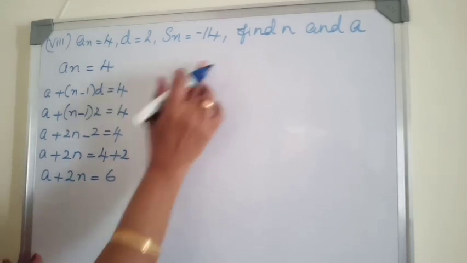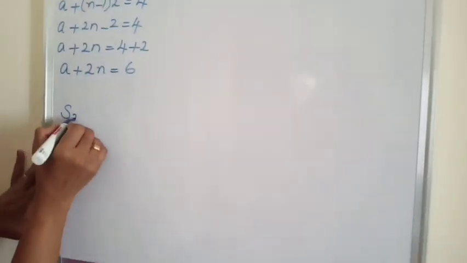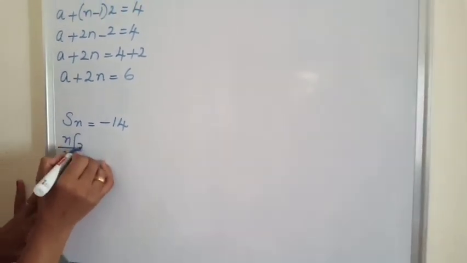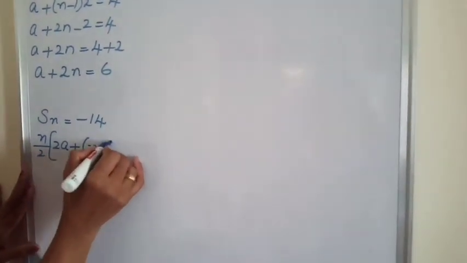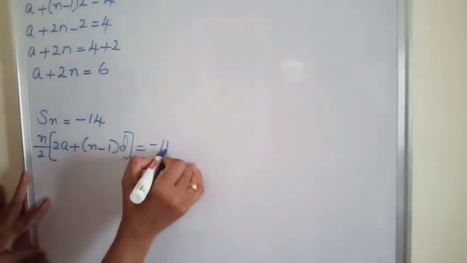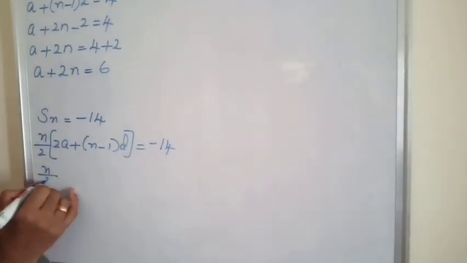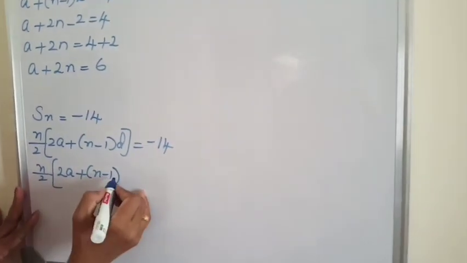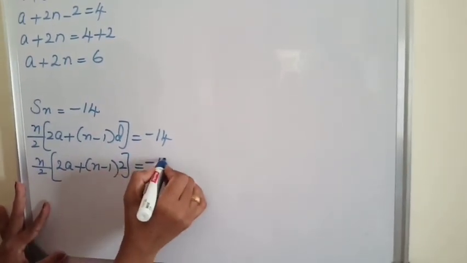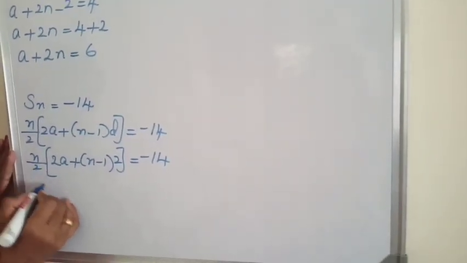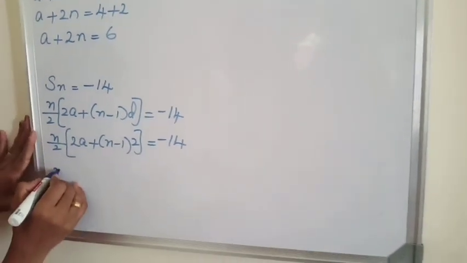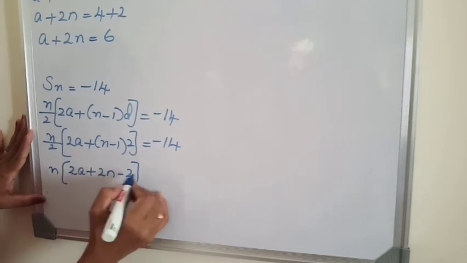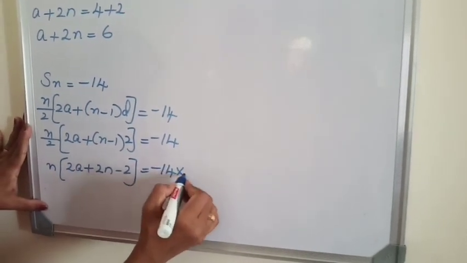Sn is equal to minus 14. Here Sn is equal to minus 14. Sn formula: n by 2 into (2a plus (n minus 1) into d) is equal to minus 14. n by 2 into (2a plus (n minus 1) into 2) is equal to minus 14. Here this 2 we will cross multiply to that side. n into (2a plus 2n minus 2) is equal to minus 14 into 2.